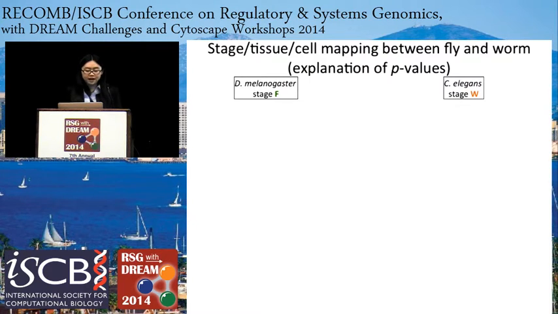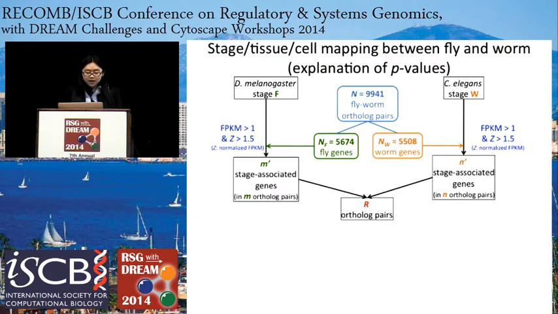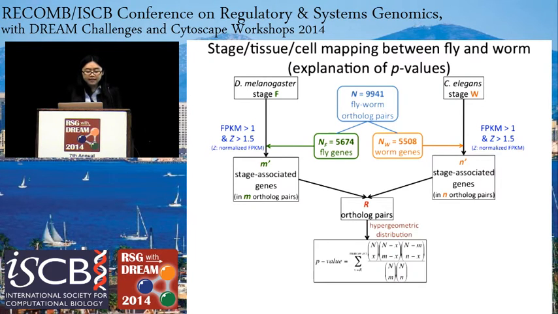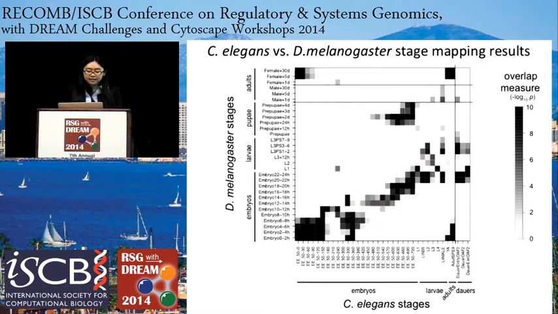So one stage from fly, one stage from worm. And we select their stage associated genes independently. And then we count how many ortholog pairs exist between them. And then we check the statistical significance. Then we correct the p-value for multiple testing. So a very similar approach. And this gives us a very interesting result.